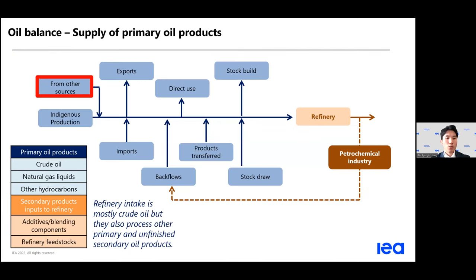And in our questionnaire, we also have a flow called from other sources that treats the portion of oil product that is already covered in another questionnaire. One good example is the biofuel, let's say biogasoline, because it is first reported as an indigenous production in the renewable questionnaire. And if it is blended or intended to blend into the conventional fossil fuel, such as non-biogas diesel oil, then that portion is reported under the from other sources flow in our oil questionnaire.